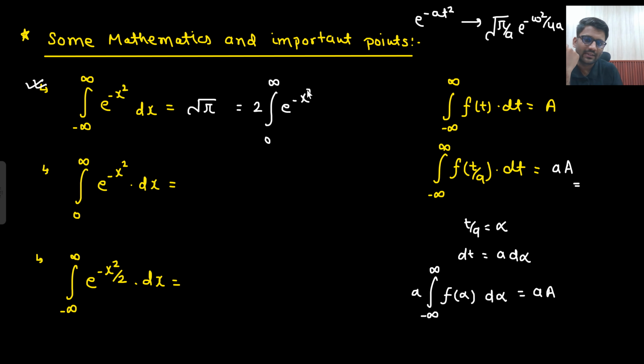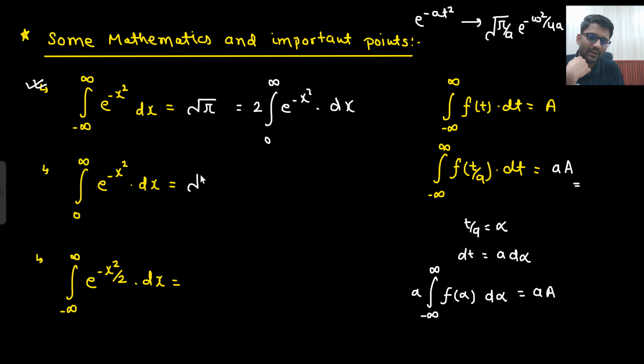e to the power minus x square dx. If it is an even function, whatever area you get from 0 to infinity, the same area you will get from minus infinity to 0 as well. So that's why I can break it down like this.